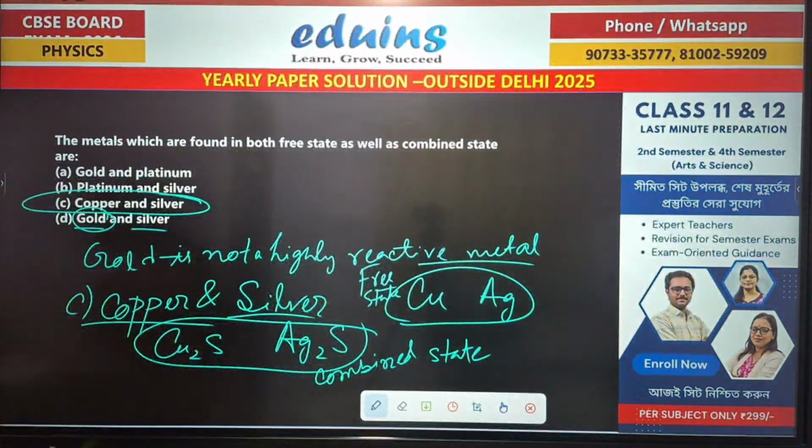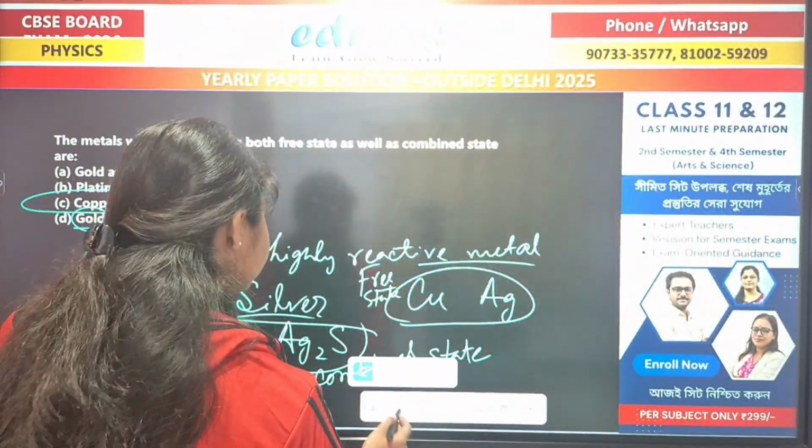Okay, what will be the answer? Yes, this is a previous year question. We get gold by reduction. Yes, we get it. So the answer will be copper and silver. Okay. Then this is the correct option. Option C is the correct option. And well done for giving answers.